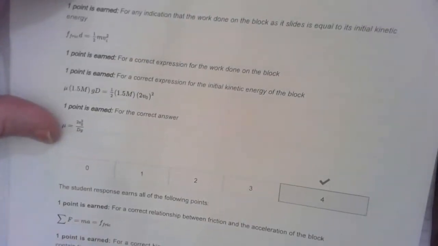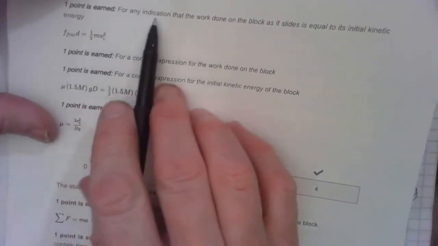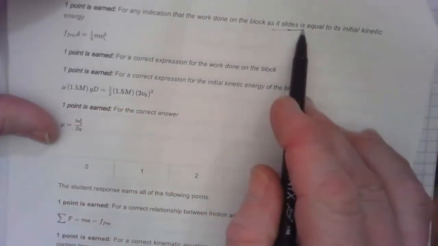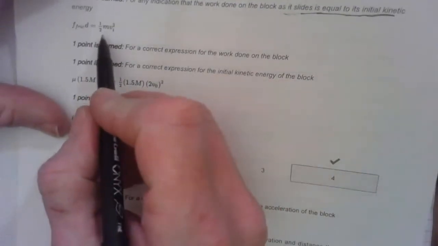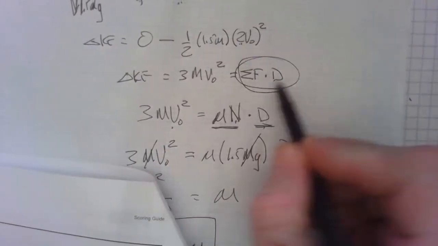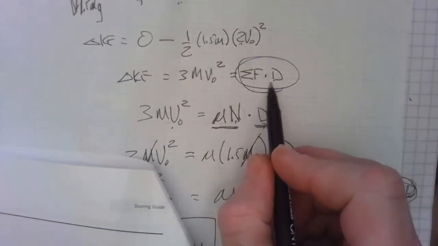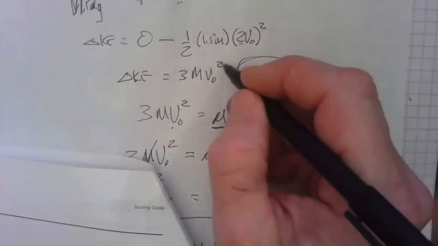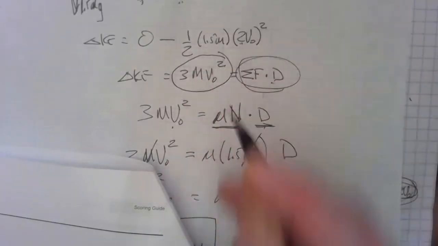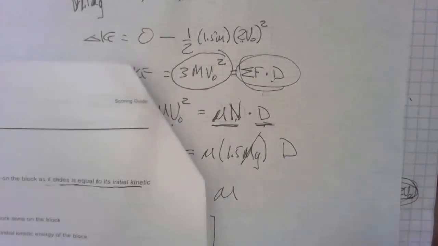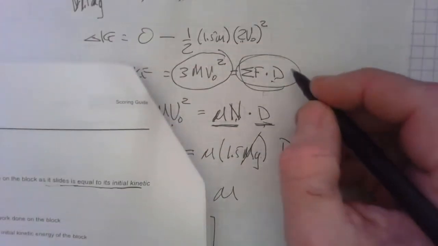So 1 point is earned for any indication that, oh, I lost my page. Oh, good, right? Okay. 1 point for any indication that the work done on the block as it slides is equal to its initial kinetic energy, or change in, which is what I said, so yes. So the work done on the block, I said it right here, work done on the block equal to its initial change in kinetic energy.